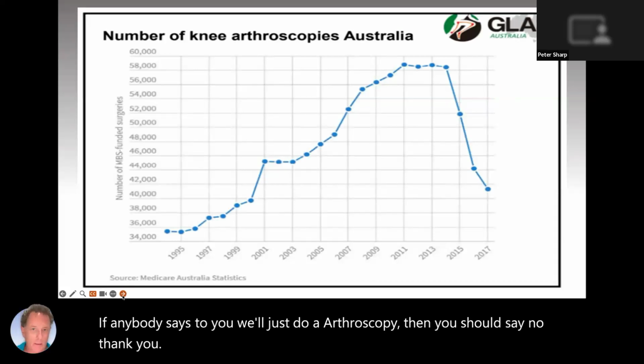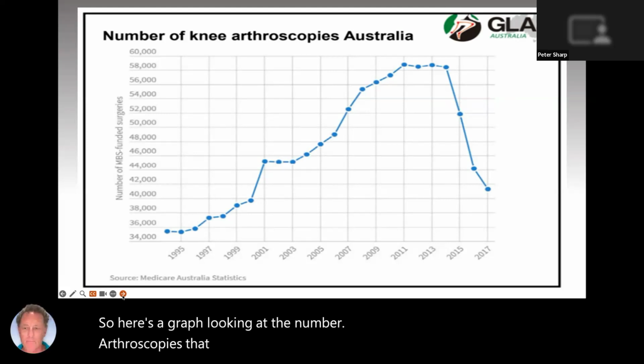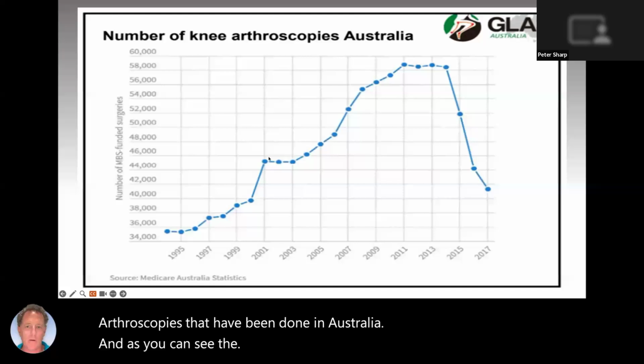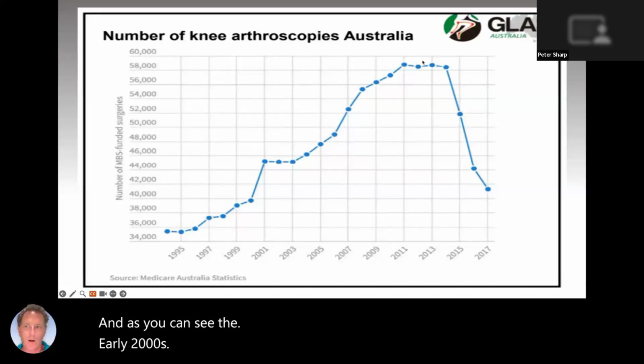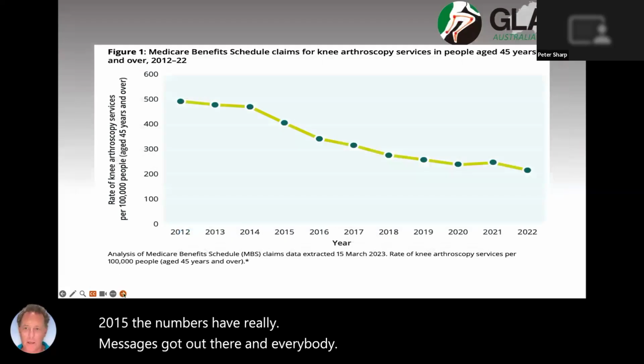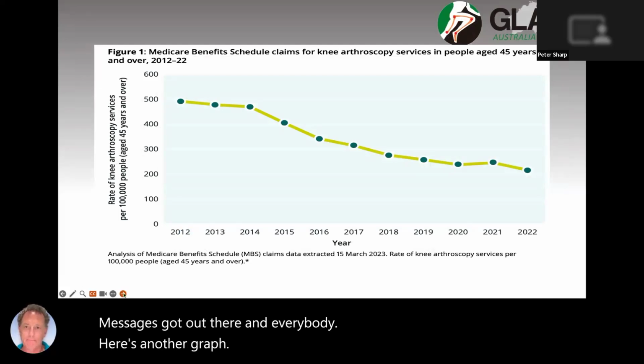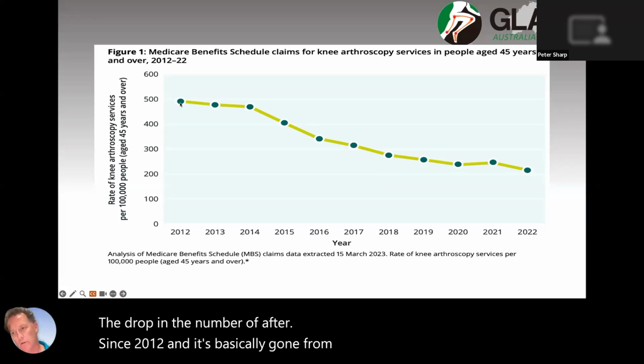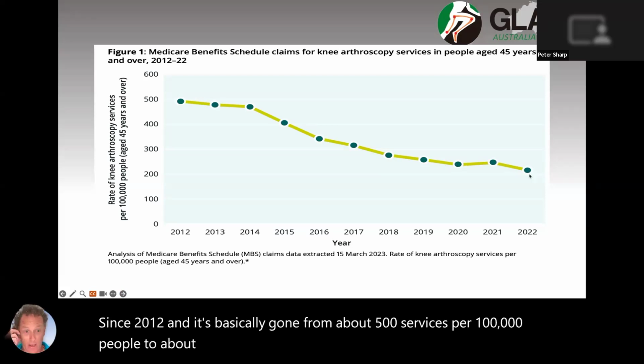So here's a graph looking at the number of arthroscopies that have been done in Australia. And as you can see, the research came out in the early 2000s, and then the number of arthroscopies kind of skyrocketed for a while. But since about 2015, the numbers have really started to decrease as the message has got out there and everybody's getting on board. It's still too high, it should be 0, but the numbers are starting to come down, which is good to see. Here's another graph showing the drop in the number of arthroscopies since 2012, and it's basically gone from about 500 services per 100,000 people to about 200 over that 10-year period. So the numbers are dropping, but as I say, the numbers should be virtually 0.